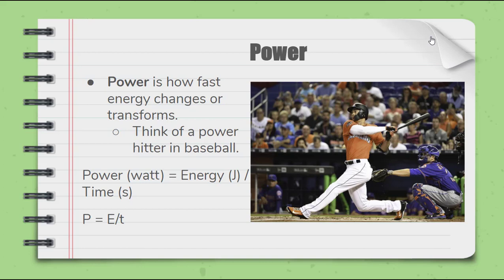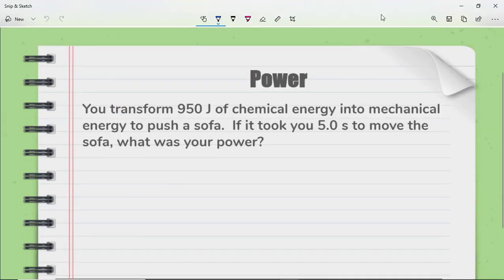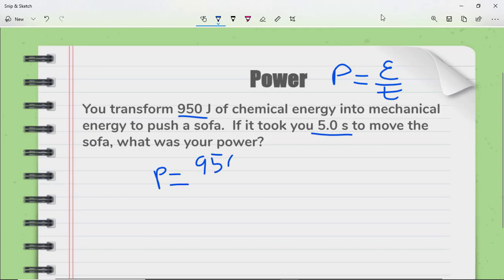Let's do a practice problem. So you transform 950 joules of chemical energy into mechanical energy to push a sofa. If it took you 5 seconds to move the sofa, what was your power? Well, remember that power is equal to energy over time. And so we are given energy in the problem, and we are also given time. So we can simply solve for power by plugging in those numbers. So we'll take 950 joules, and we're going to divide that by 5 seconds.